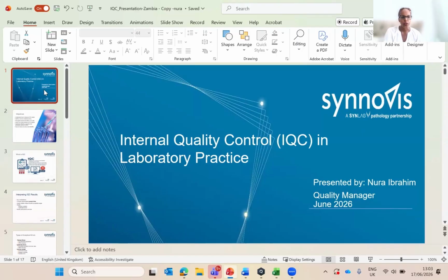I'm going to go through QC and look at the practicality in terms of identifying errors within IQC, how we investigate that, and so on.